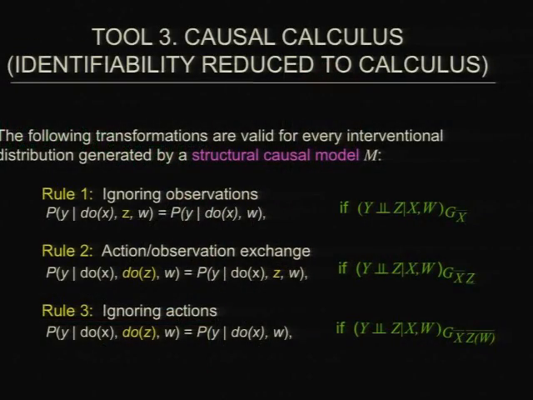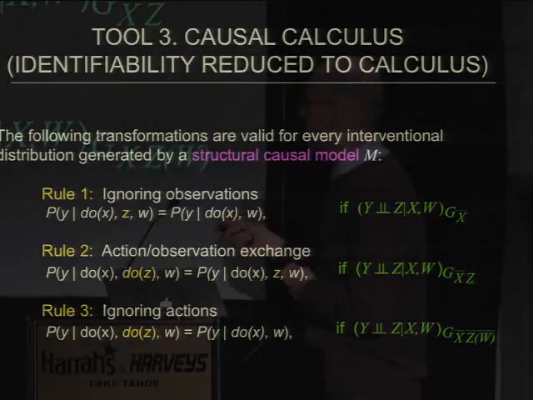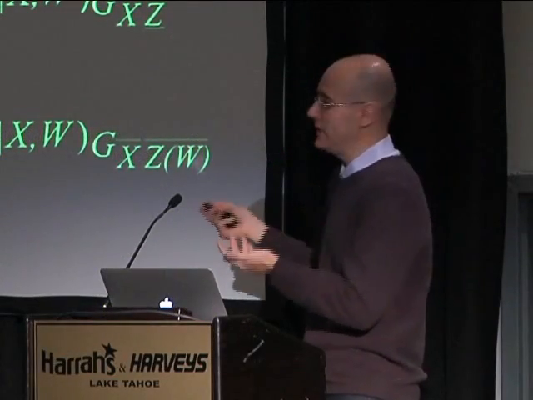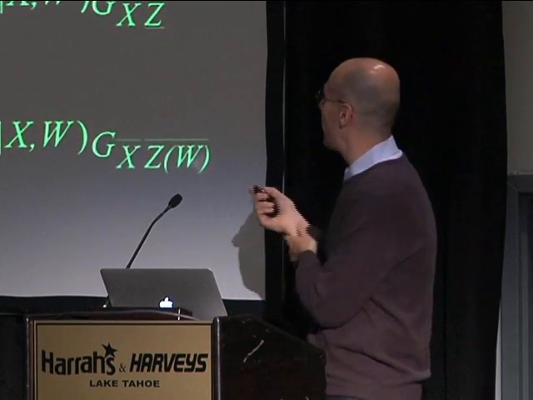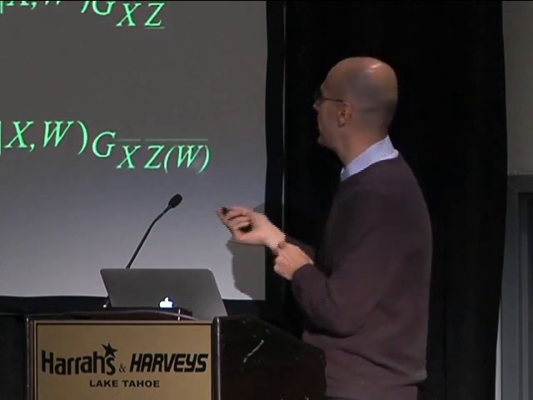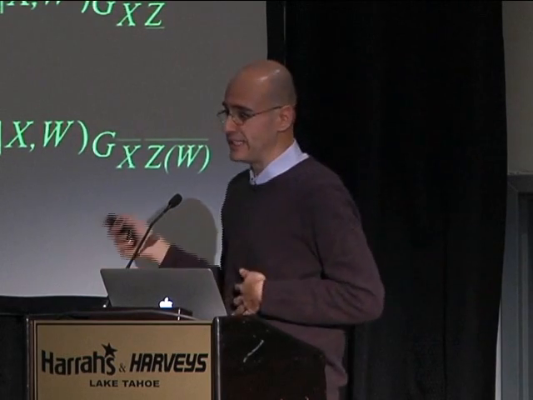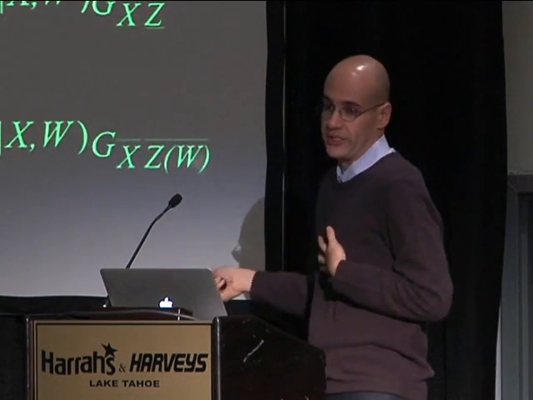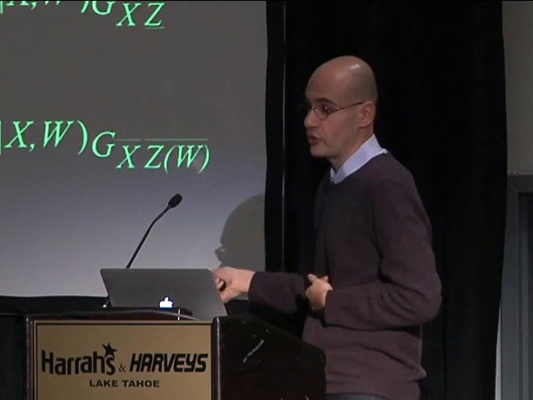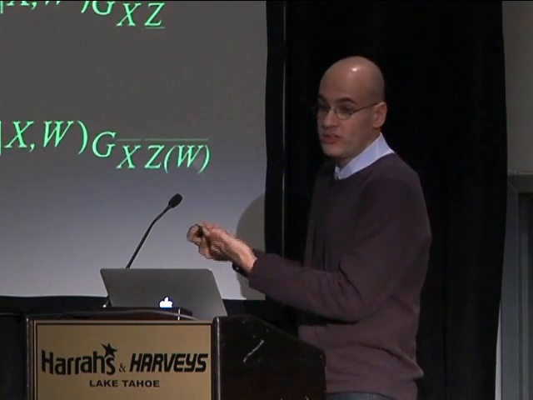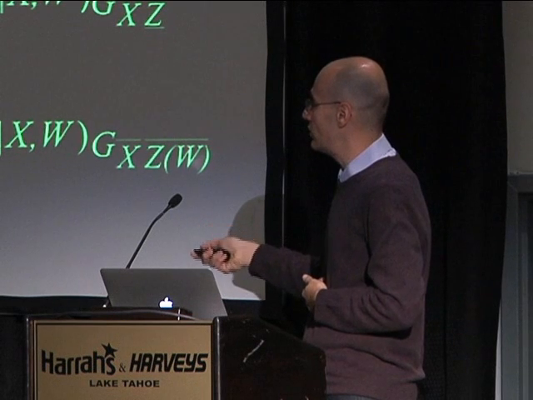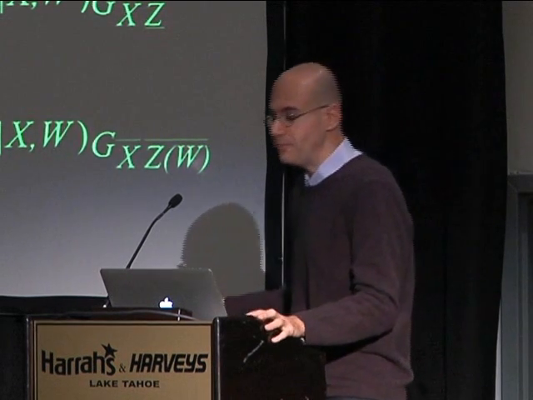This is very nice. Warning, don't try to parse that, but this is the do calculus, or causal calculus, another name. And how do you read this thing? Let me just read the first statement. The following transformations are valid for every intervention distribution generated by a structural causal model. And then you have these rules, 1, 2, and 3. How do you parse 1, 2, and 3? You have some condition in green. If the condition in green holds, then some equality will hold. You have these other equalities.